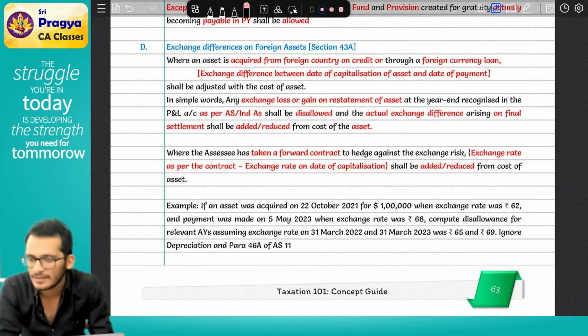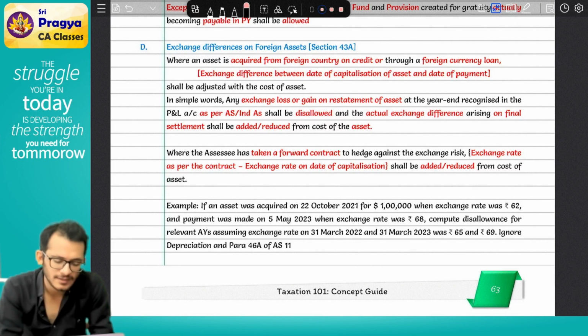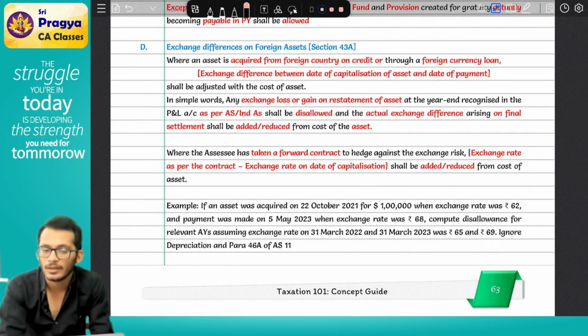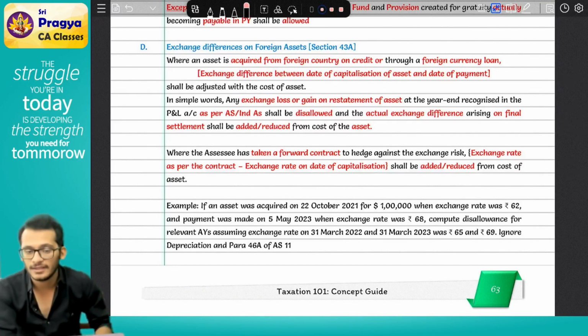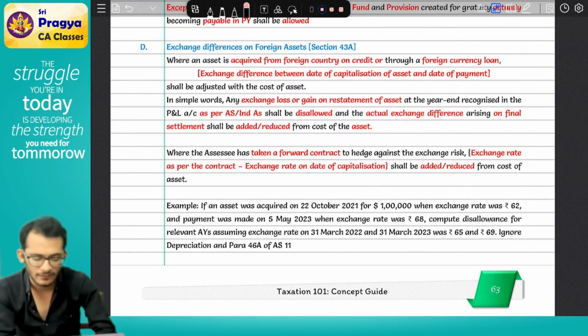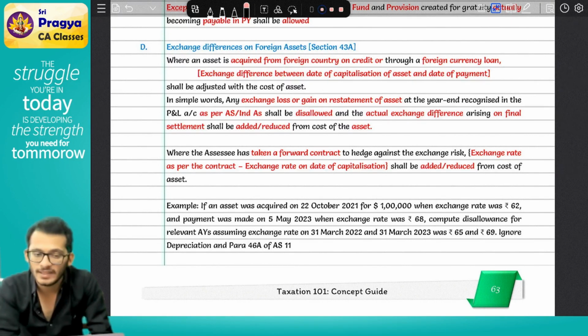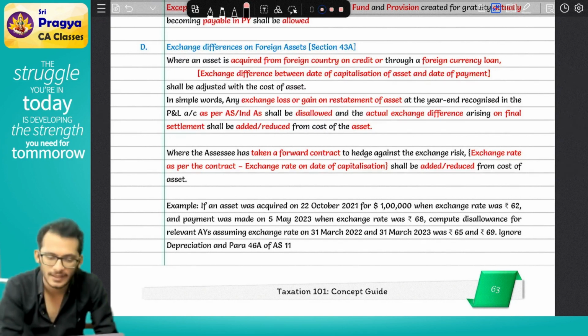Okay, we'll do an example. Look at the first heading. The heading comes and says, where an asset is acquired from a foreign country on credit or through a foreign currency loan, the exchange difference between the date of capitalization of the asset and the date of payment will be adjusted to the cost of the asset. In simple words, foreign exchange gain or loss.